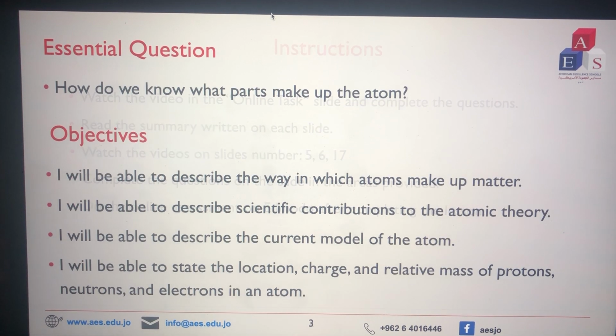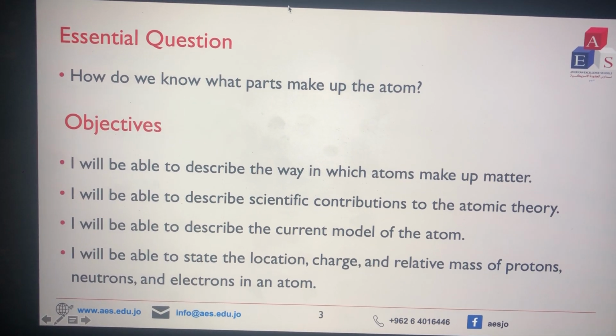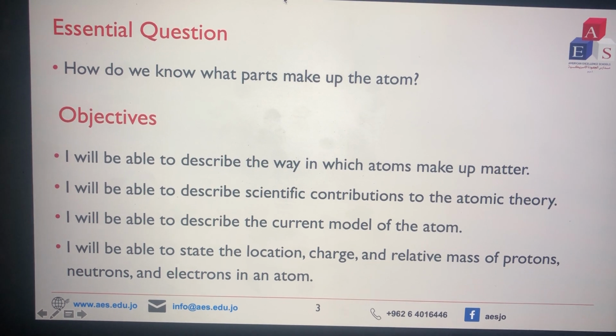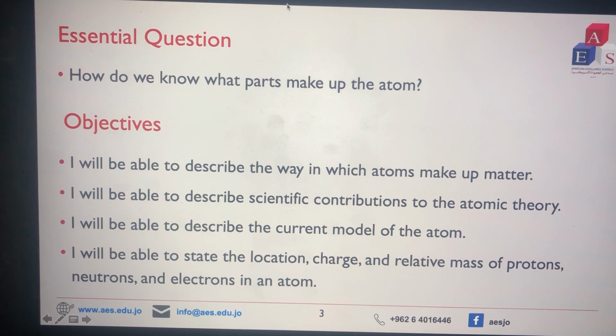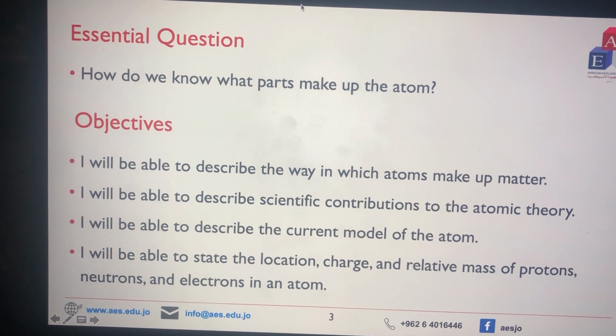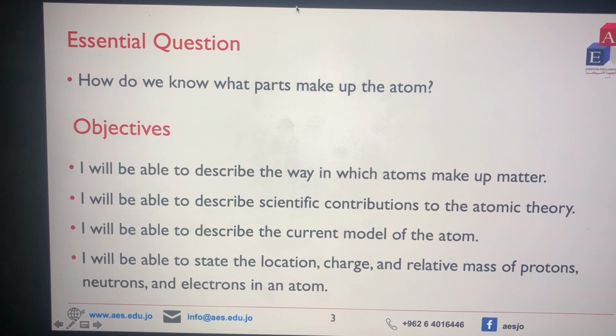lesson. So how do we know what parts make up the atom? By the end of this lesson, you will be able to describe the way in which atoms make up matter. You will be able to describe scientific contributions to atomic theory. You will be able to describe the current model of the atom and state the location, charge, and relative mass of protons, neutrons, and electrons in an atom.